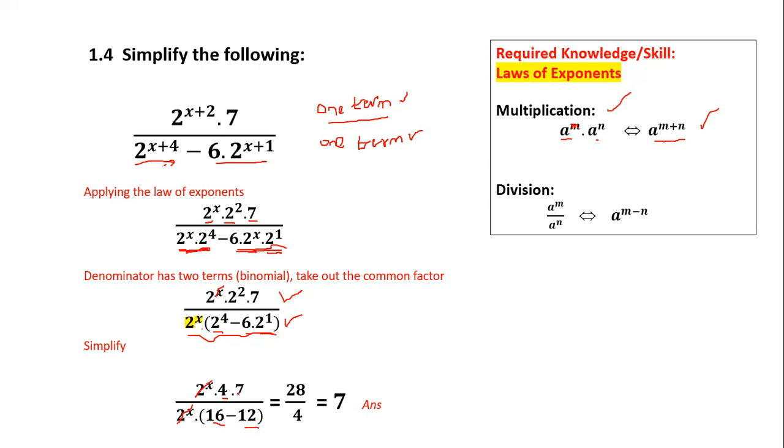So if we simplify further, 4 times 7 is equal to 28, and 16 minus 12 is equal to 4. So we have 28 divided by 4, which gives the answer 7. So 7 is our final answer.